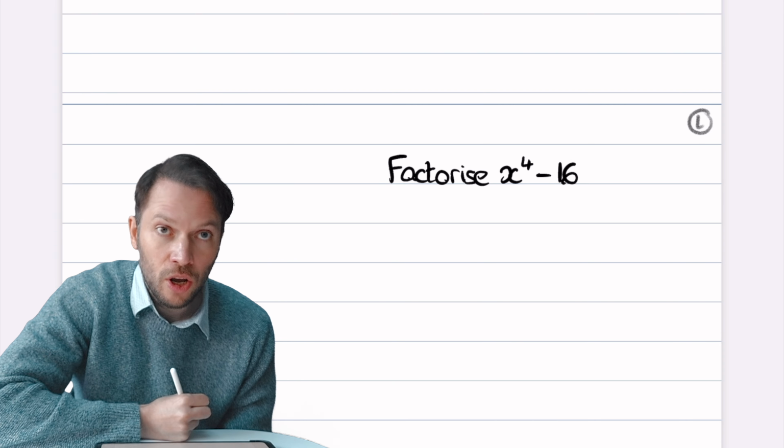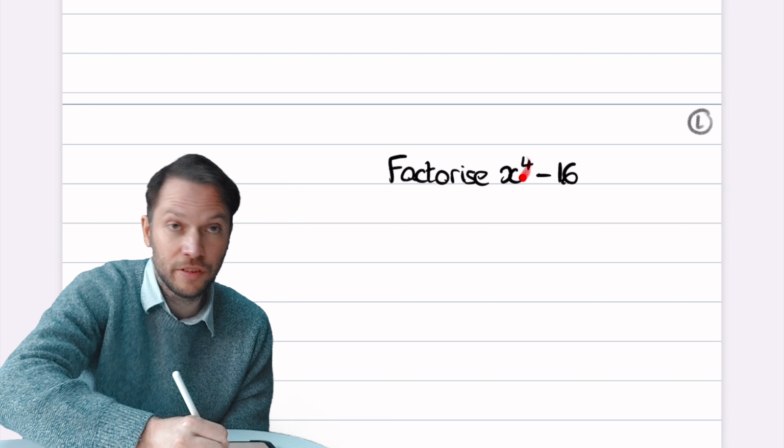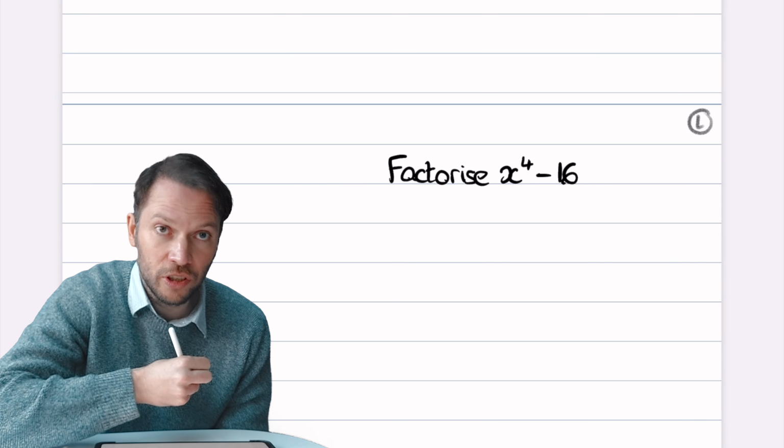Hi, in this video, we're going to factorise a quartic. And a quartic is when you have an x to the 4 term. Now, the way we're going to do this is to use something called the difference of two squares.